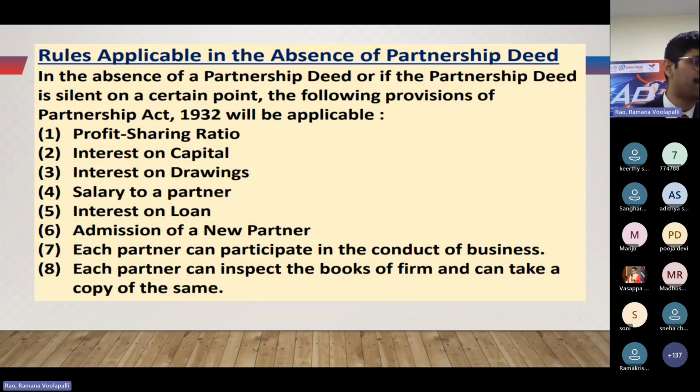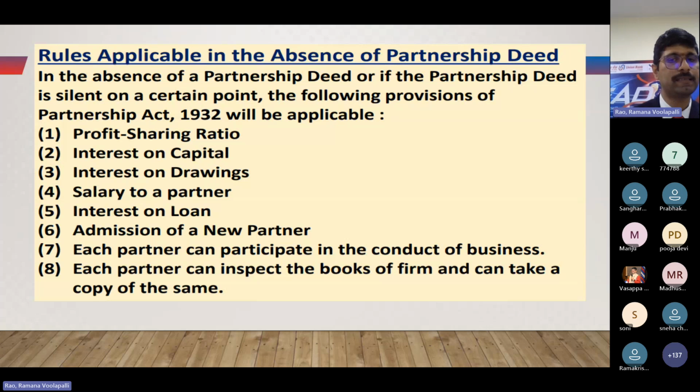Rules applicable in the absence of the partnership deed. One of the people has asked why it is not in the ratio of the capital contributed. In the absence of the partnership deed, or if the partnership deed is silent on certain points, the following provisions of the Partnership Act 1932 will be applicable, because the Act itself has certain points to be specified for. So it specifies the profit sharing ratio, interest on capital, how much interest it can come, interest on drawings, salary to a partner, interest on loan, admission of a new partner.